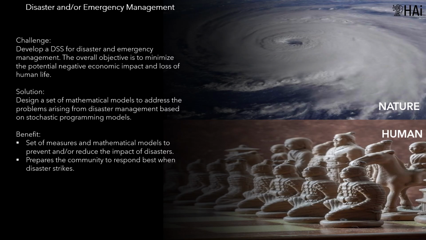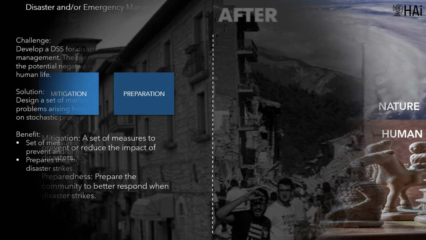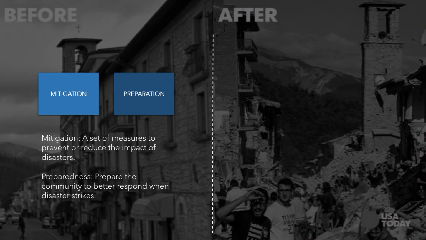Benefit: a set of measures and mathematical models to prevent and/or reduce the impact of disasters. It prepares the community to respond best when disaster strikes. The following activities should be carried out before the disaster. Mitigation, a set of measures to prevent or reduce the impact of disasters. Preparedness, prepare the community to better respond when disaster strikes.